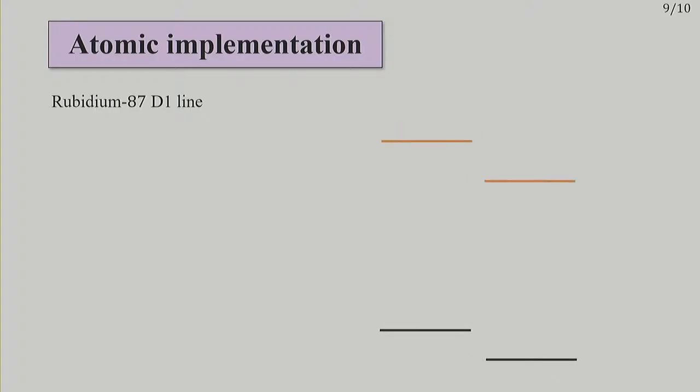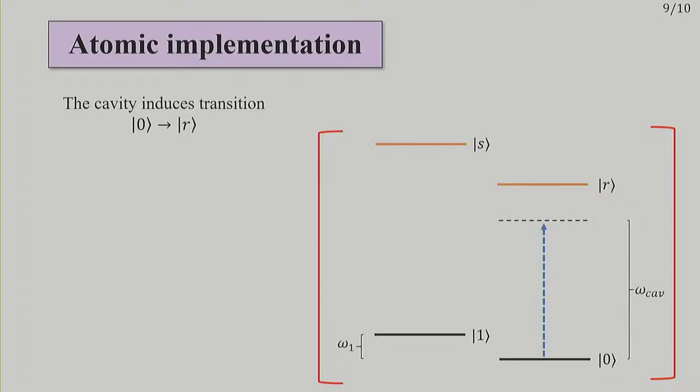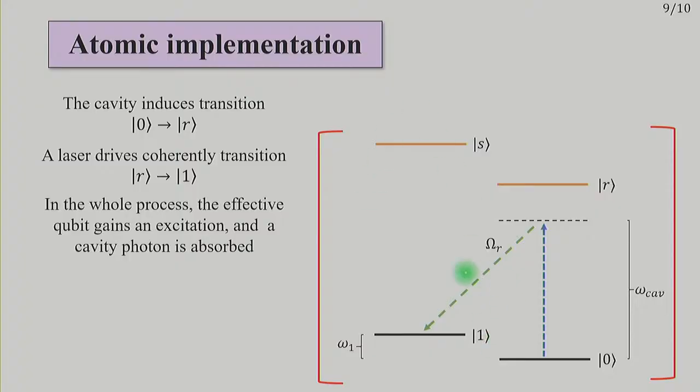So I will place this atom inside an optical cavity, and this cavity is going to induce transitions in my atom. For example, I can look at this transition over here, okay, and then using a laser I can induce this other transition. So I am creating a way to go from level 0 to level 1. And what am I essentially doing? This is a resonant Raman transition, and what I am essentially doing is adding an excitation to my effective qubit by absorbing a photon from the cavity. So I am basically describing this term in the effective Hamiltonian.